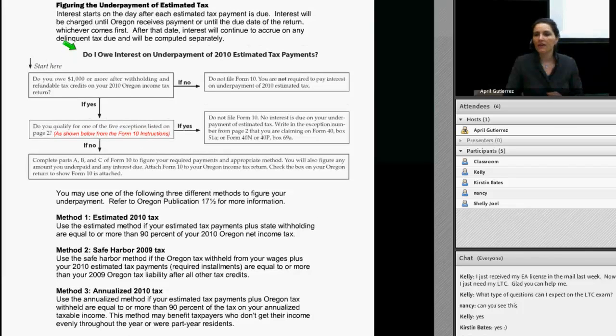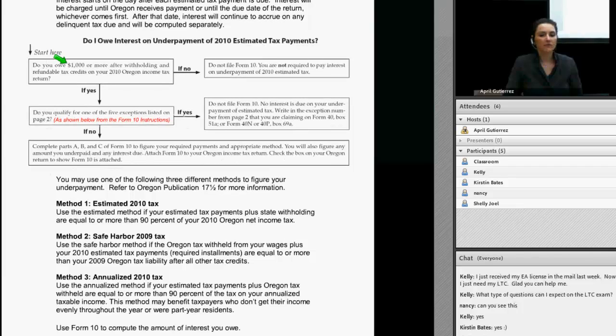Now the federal form that you use to calculate federal interest on underpayment of tax is 2210. So Oregon drops the 22 and just calls it 10. And if you go to the instructions for Form 10, they contain this flow chart. And this flow chart is used to determine, do I owe interest on underpayment of 2010 estimated taxes? And it says start here. Do you owe $1,000 or more after withholding and refundable tax credits on your 2010 Oregon tax return? If you answer no, it's saying you don't file Form 10 and you're not required to pay interest.